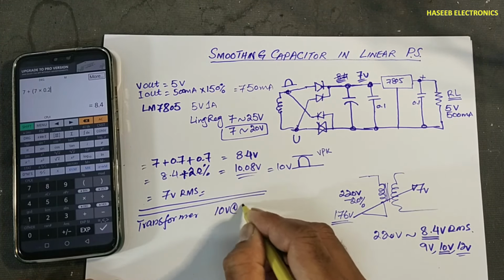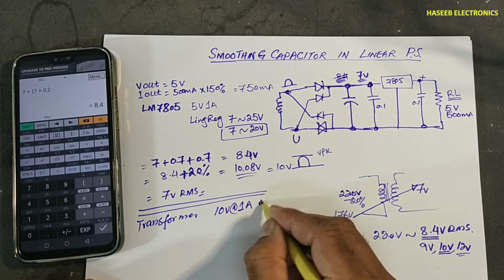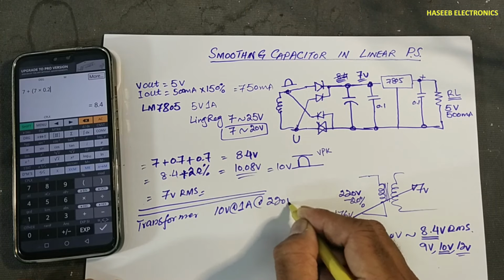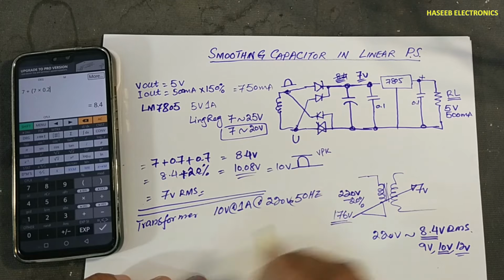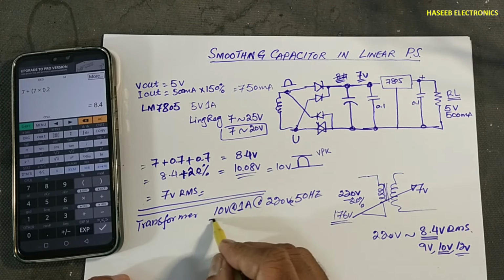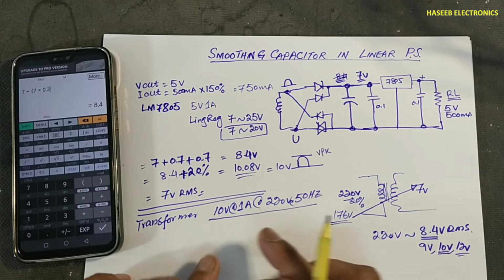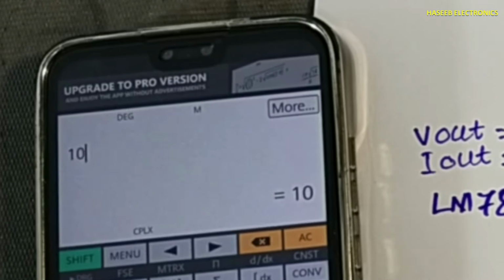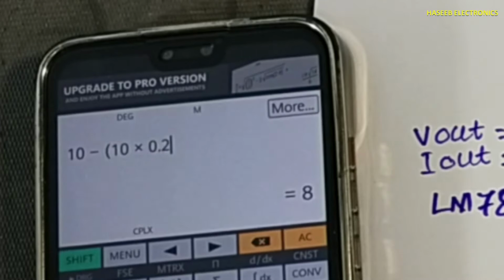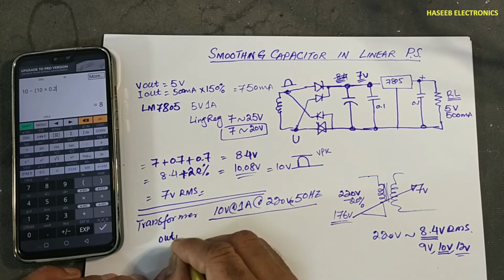10 volt, 1 ampere, 220 volt, 50 hertz. This is the transformer value. If the voltage drops 20%, 176 volt, then 10 minus 10 multiplied by 0.2 is 8 volt. That's excellent.